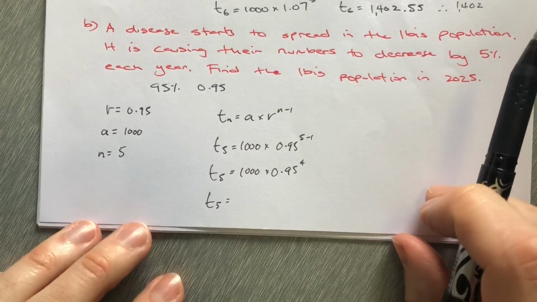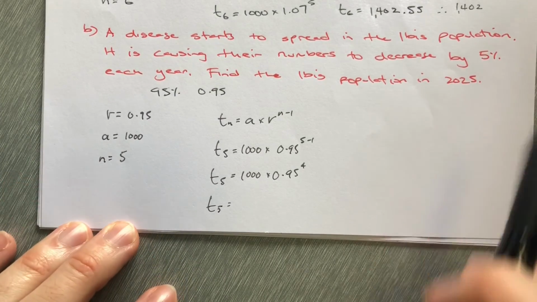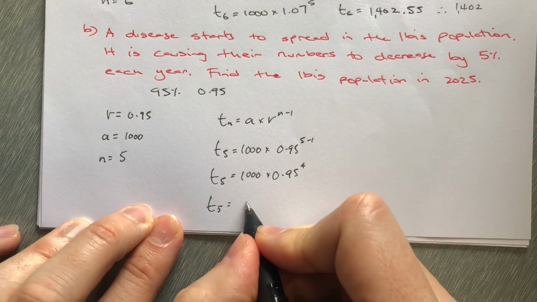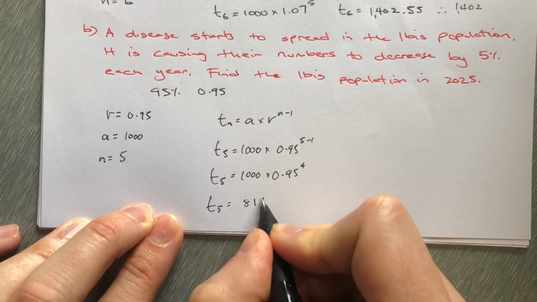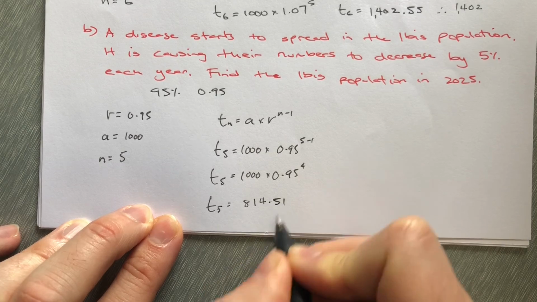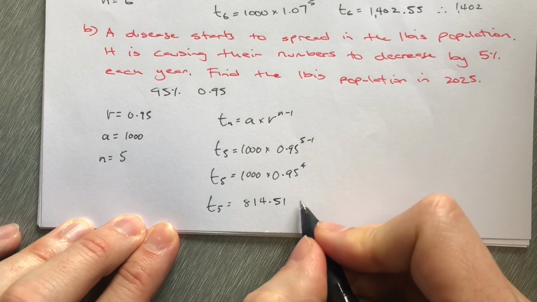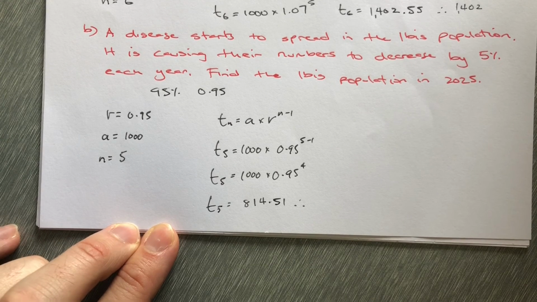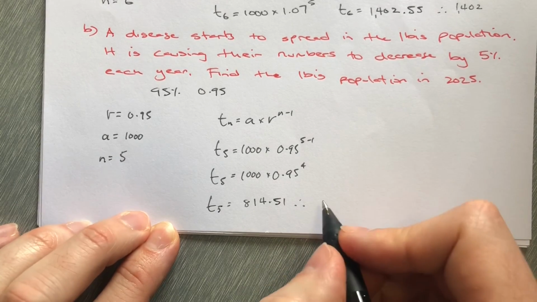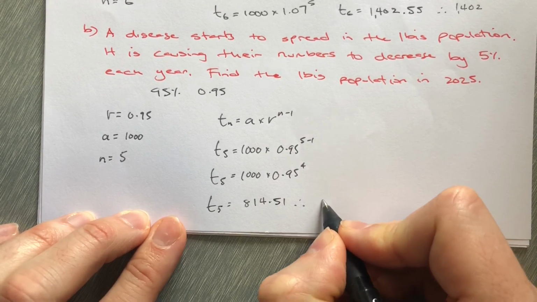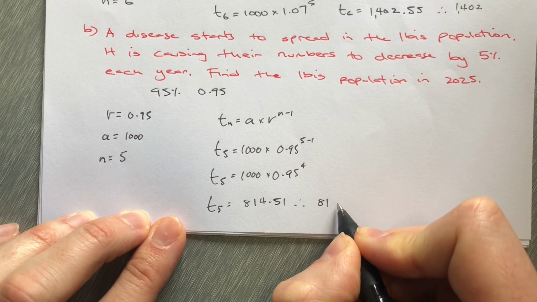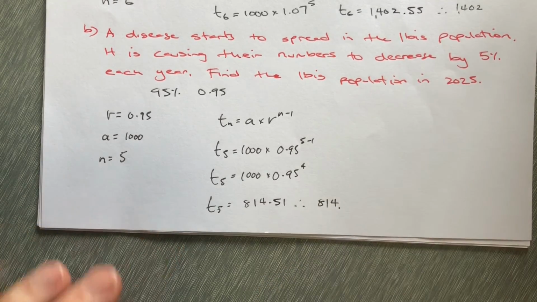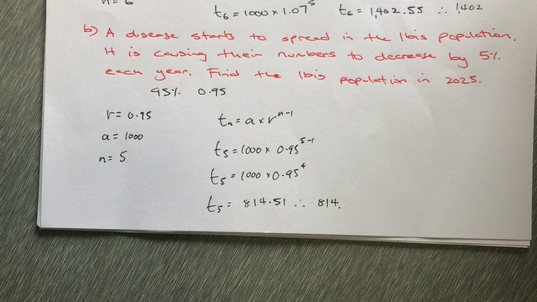And with the last one, when the ibis population was going down, we should have, after those 5 years, 814.51 ibises. But again, you can't have 0.51 ibises. We don't round up, because just because you have half an ibis doesn't mean you have the full one. We go down because you can't have half of one. So the number of ibises we would have would be 814. And we're done. Have a go at those questions. Let me know if you need a hand.